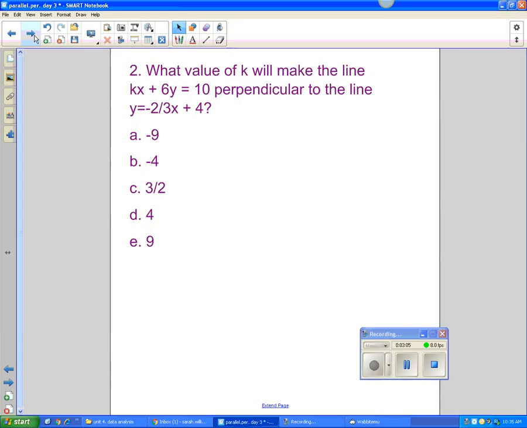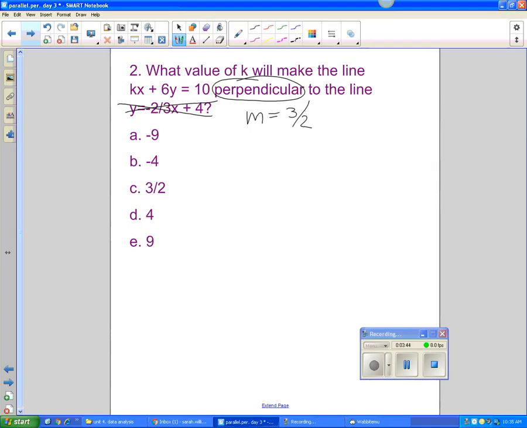Number 2, what value of k will make the line kx plus 6y equals 10 perpendicular to the line y equals -2/3 x plus 4? So what word am I circling? Perpendicular. Perpendicular means to flip and change the slope. Okay, so this was the slope they gave me. So when I put m equals, I don't put -2/3, I put what? 3/2. So write that on your paper, please. M equals 3/2. You can cross this out once you write down your m.